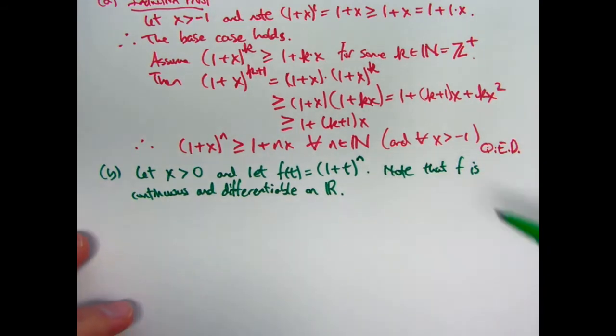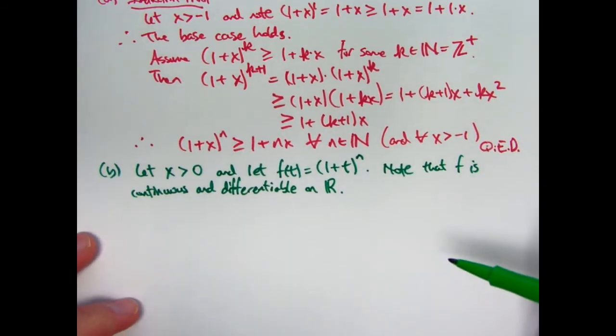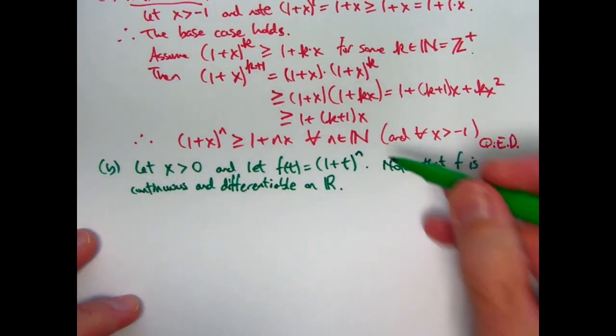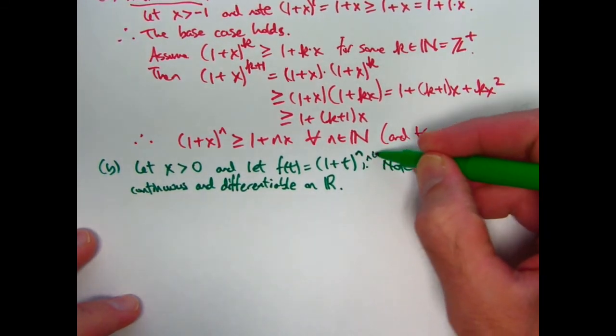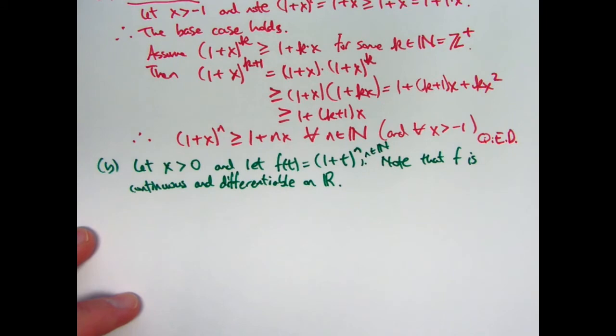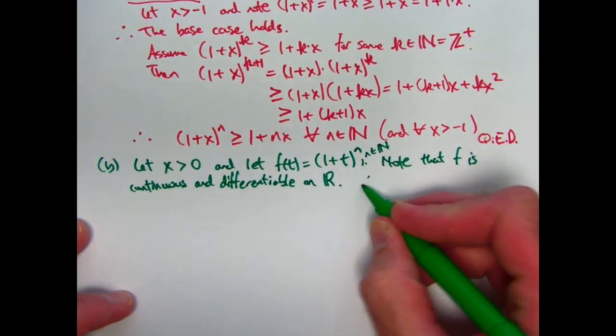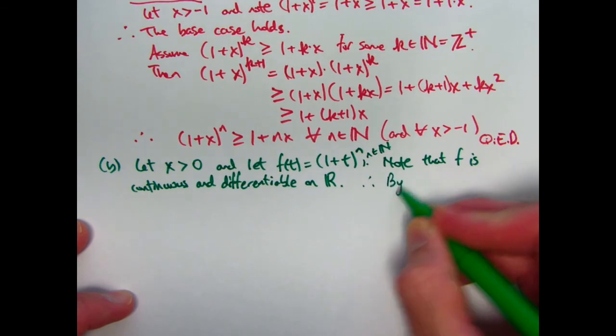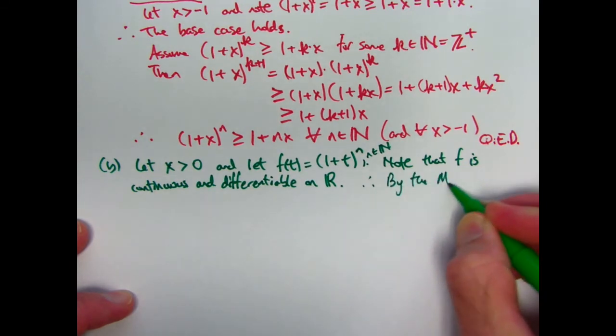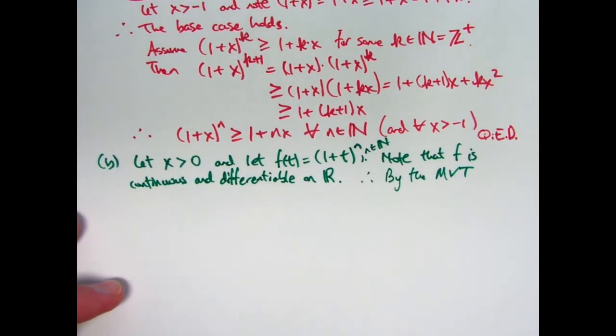N is a positive integer. I didn't write that here, but that's the assumption. Maybe I should write it here. N is a positive integer, a natural number. Note that f is continuous and differentiable on R. Therefore, by the mean value theorem, which I will just abbreviate MVT, it's often called the most valuable theorem. I'm trying to do a chant there for MVT. But here it stands for mean value theorem.